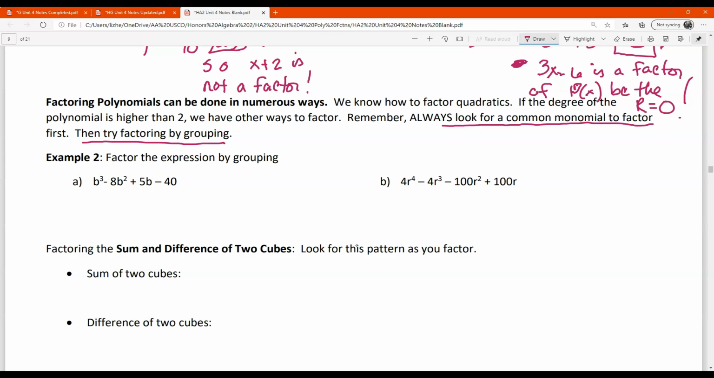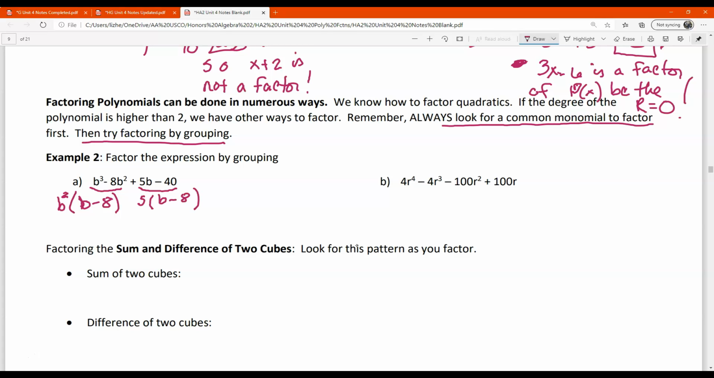Let's factor by grouping. So remember how to do this. You want to look at your first two terms and, first of all, make sure it's in standard form, which means the exponent of your variable is decreasing, 3, 2, 1, 0. And now look for what they have in common. So b cubed and 8b squared, I can take a b squared out of both of those, and I'm left with b minus 8. And then what does 5b and 40 have in common? I can take a 5 out of both of those. So I'm going to go 5b minus 8.